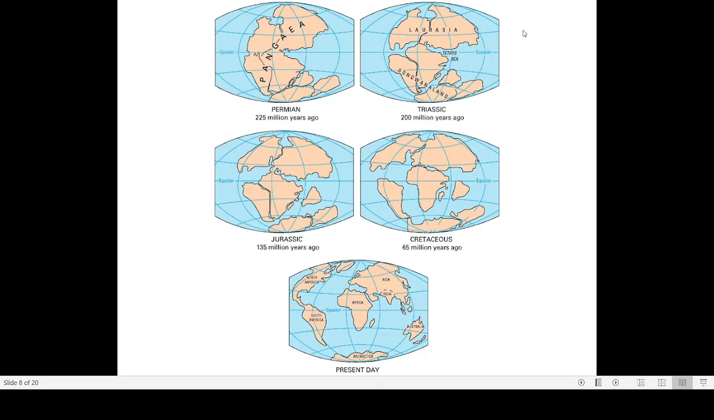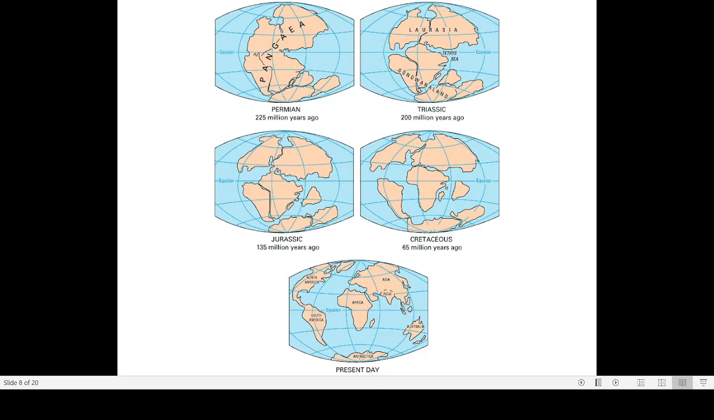Now you can see that India is now like an island. It is moving away from the Antarctic region. Earlier, it was close to Antarctica. Even now, if you examine the fossil evidence or the rock evidence, we can find that some of the rocks present in the Antarctic region are also present in the Indian region. We need to explain that. How can we explain that?